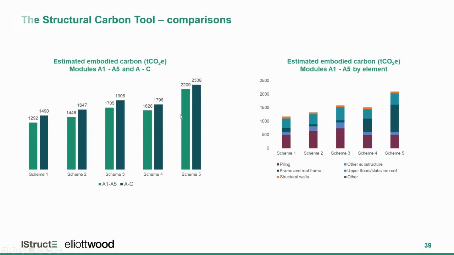The right-hand chart shows the proportion of embodied carbon by element type. So similar to the pie chart that we just spoke about, this allows you to consider carbon hotspot elements and identify ways to refine the design or see where one design is out of sync with another, and then you can interrogate why that difference exists.